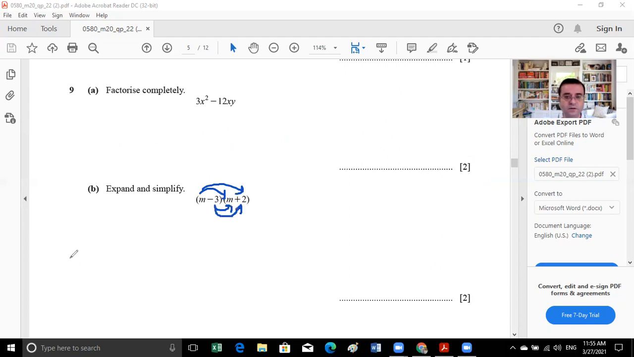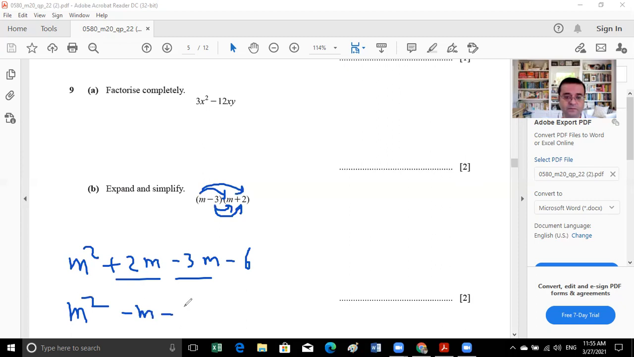Okay, so m square, correct? M square plus 2m minus 3m minus 6, correct? And this one: 2m minus 3m, m square minus m minus 6. Easy? Yeah. Done.